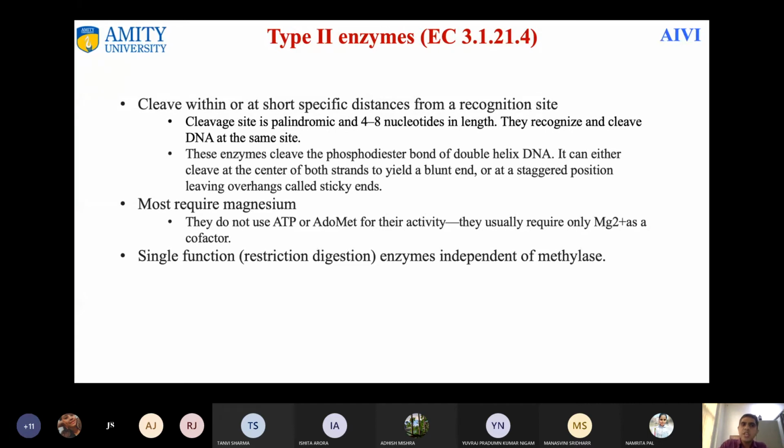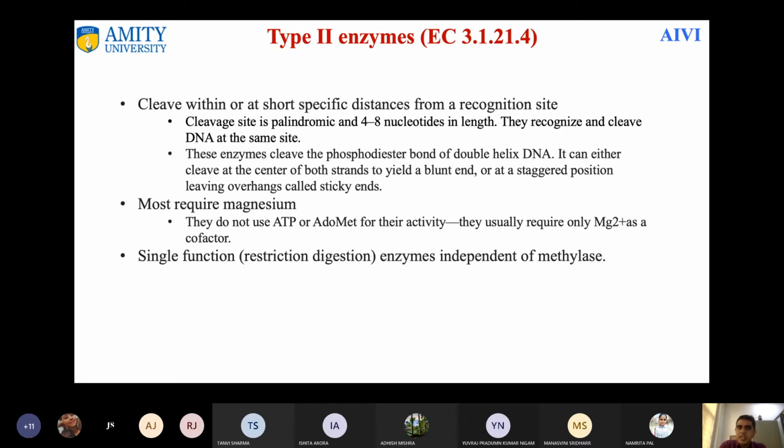So what do this type of enzyme do? They cleave within or a short specific distance away. Short means just one or two nucleotides away. Most of them cut within or near the recognition site. The recognition site is palindromic in nature. Palindromic means it repeats, both sides are the same. Reverse palindrome or mirror palindrome may be there. The site is 4 to 8 nucleotides in length.